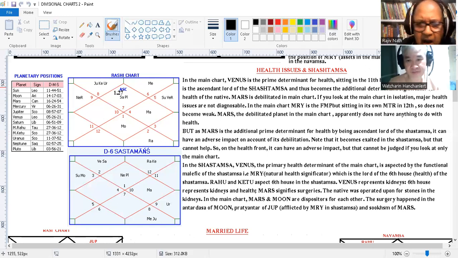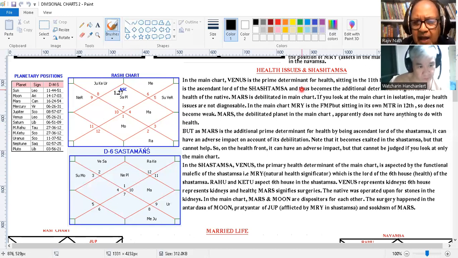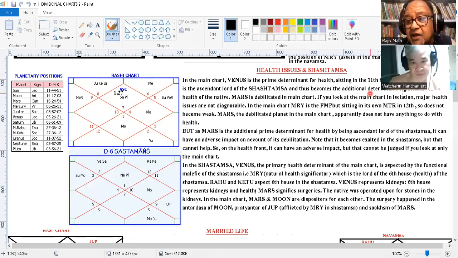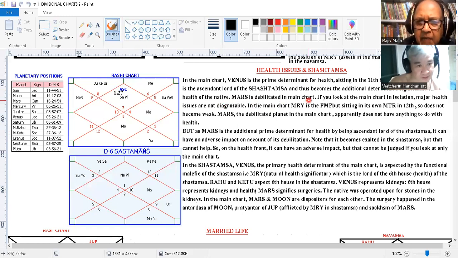Mars is the ascendant lord of the Shashtamsa, you can see here, and thus becomes an additional determinant, an oblique significator, for health of the native. We've studied this rule, no? Mars is debilitated in the main chart. It is in the 10th house in Cancer, so it is debilitated.